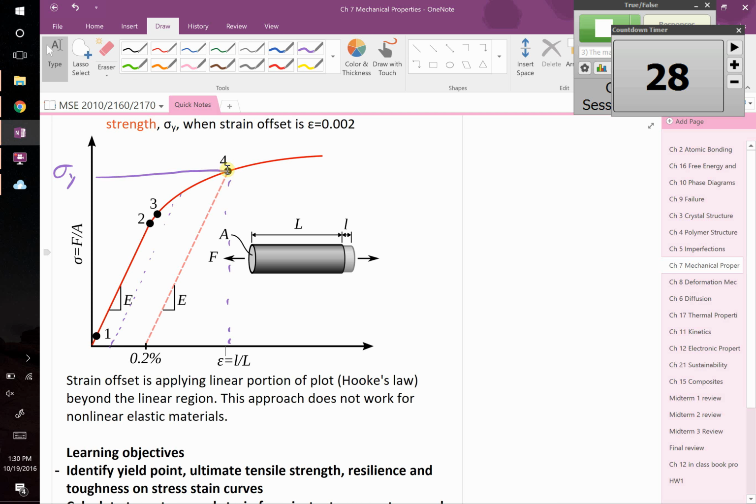So is this saying the maximum, like if you left it for infinite time and then released it, this is what you would end up with? For this material, however long they left it there, when they took it off, it had 0.2% left over.